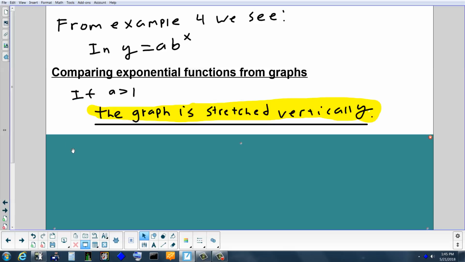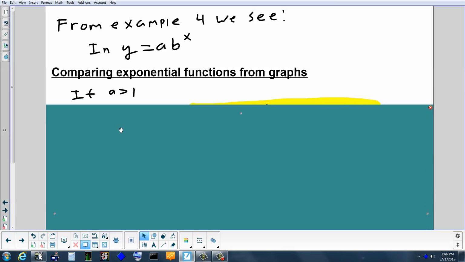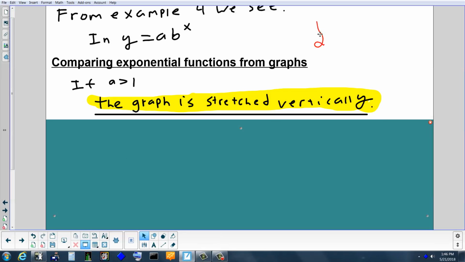Whatever comes before it is going to cause the change. So, what does this say? If a is greater than 1. So whatever number is attached to the number that has a little x. Something like that, right? Because this is a, this is b, because it's y equals a times b to the x. So if a is greater than 1, like it is here.